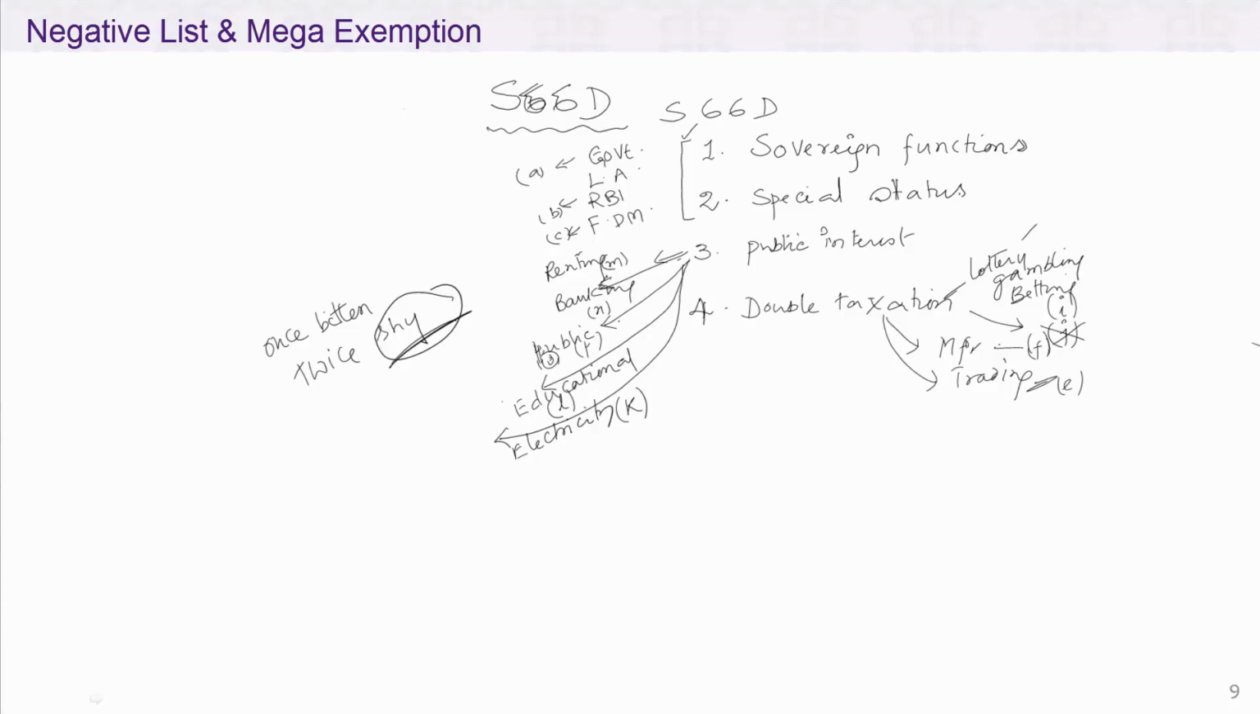See, why is the government putting certain services under the negative list? Logic is this. And similarly, you will find other reasons also, like state subject. This is a big reason. Double taxation and state subject you can read together also. Anything which is a state subject, normally the central government does not want to touch. Say agriculture is a state subject.